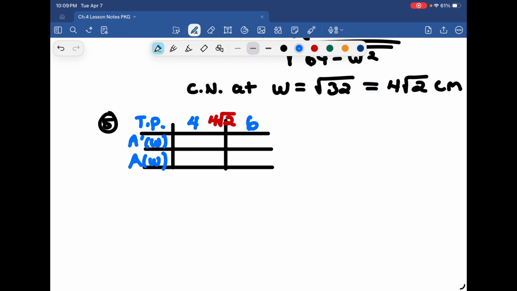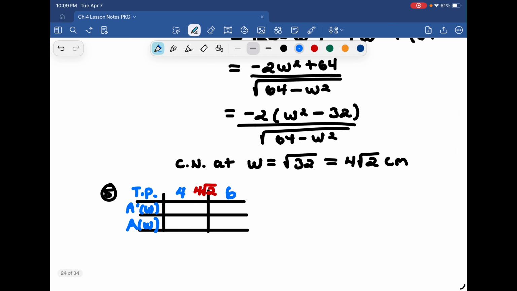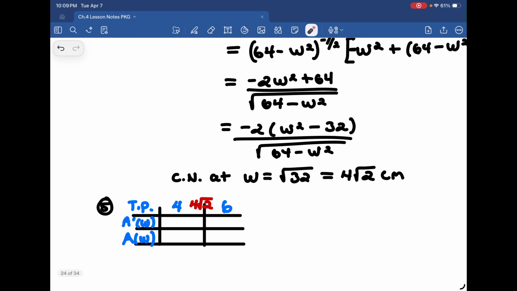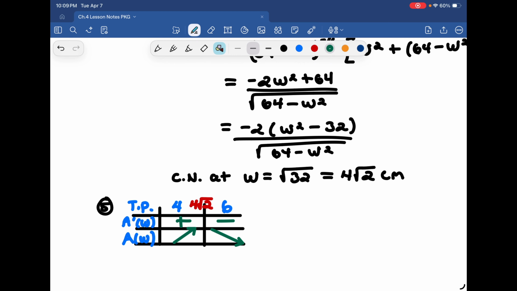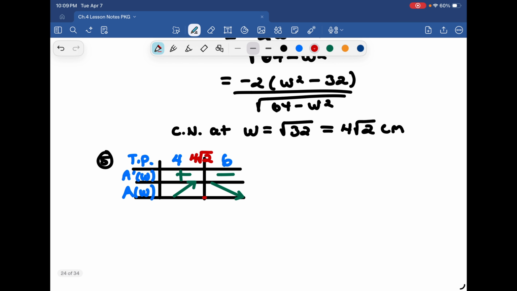And from here, I'm going to figure out the signs of these. If I was to plug in 4 into the derivative calculation, which is right here, it's going to give me a positive on that side. So I'm going to get a positive for 4. And then if I plug in 6 to here, I'm going to end up getting that this is a negative. So we see that it's increasing on the left, decreasing on the right, and this must be a maximum at this point. So I'm going to write that clearly in. There is a maximum when the width is equal to 4 root 2 centimeters.